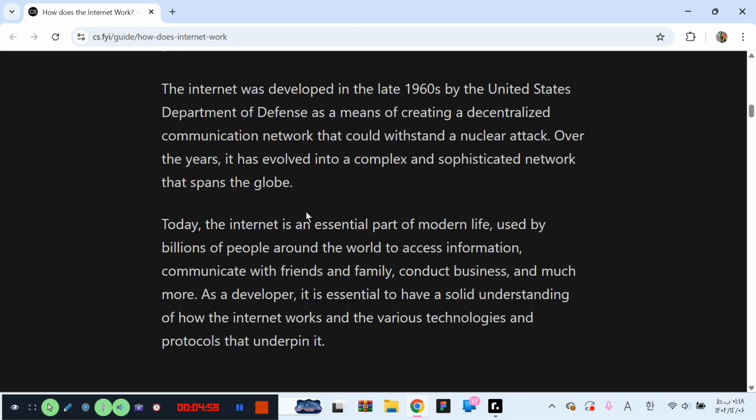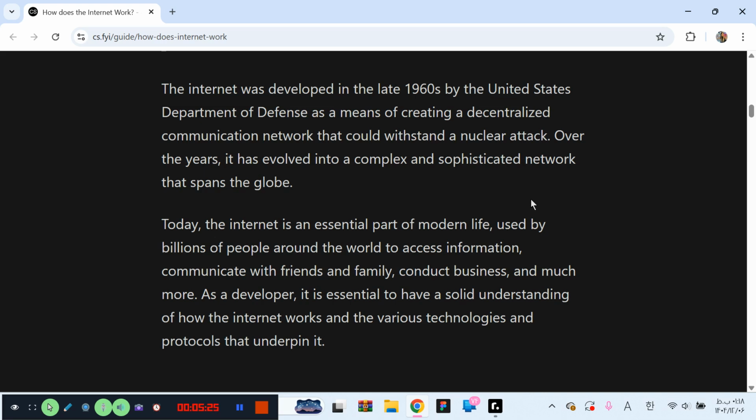The Internet was developed in the late 1960s by the United States Department of Defense as a means of creating a decentralized communication network that could withstand a nuclear attack. See, in 1960, they thought that if they bomb us somewhere, we don't want to get bombed. We don't want to put all of our eggs in one basket.